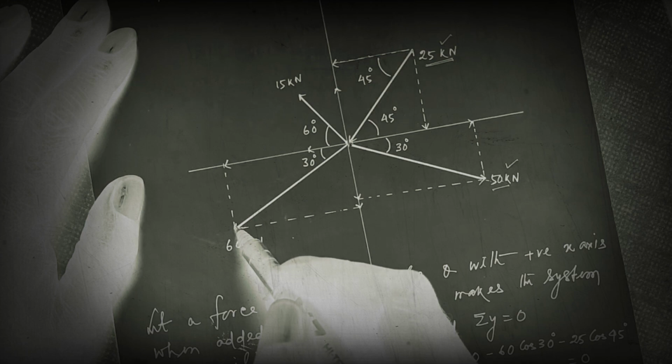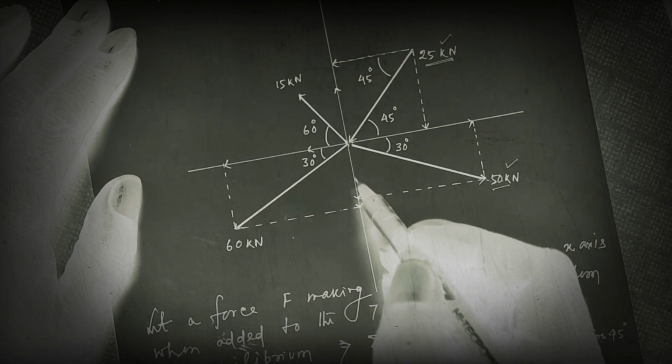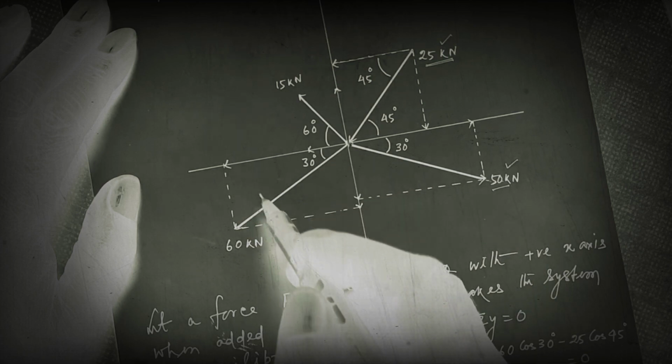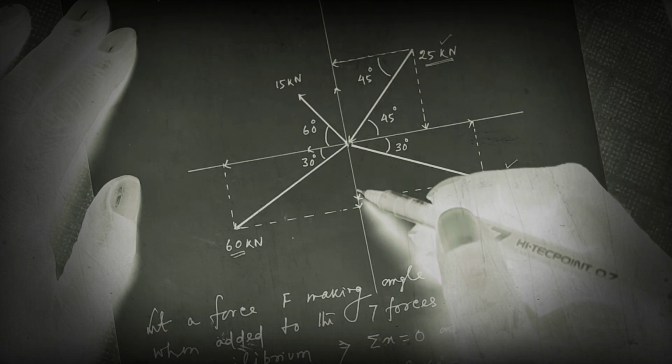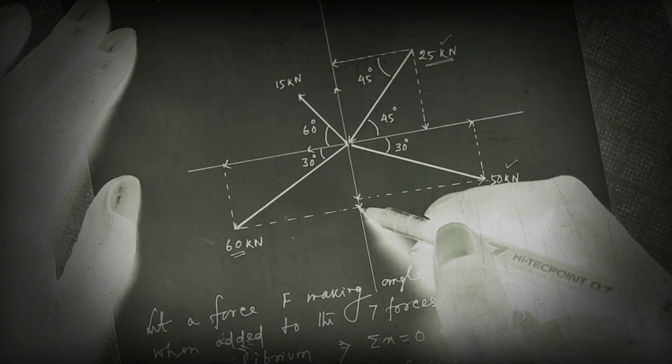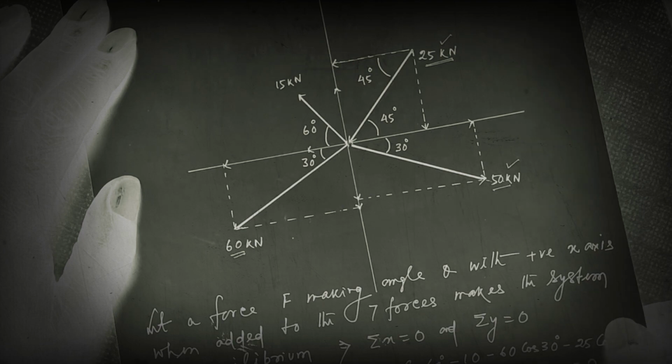So from here, if you drop a perpendicular on the x-axis and a perpendicular on the y-axis, from this point to this point will be 60 cos 30 along the negative x-axis. From this point to this point will be 60 sin 30 along the negative y-axis.